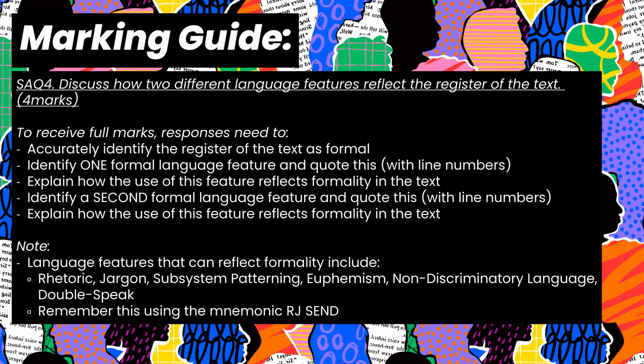Now, my biggest tip when analysing register within any text is to go back to the VCAA study design, because the English language VCAA study design actually lists some of the language features that can reflect informality and formality. For this question, we're focused on that formal register, and so we would be using the list from the study design of rhetoric, jargon, subsystem patterning, euphemism, non-discriminatory language, and doublespeak. A really easy way to remember this list from the study design is the mnemonic RJ-SENT.